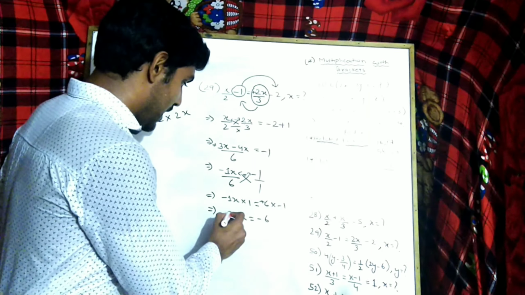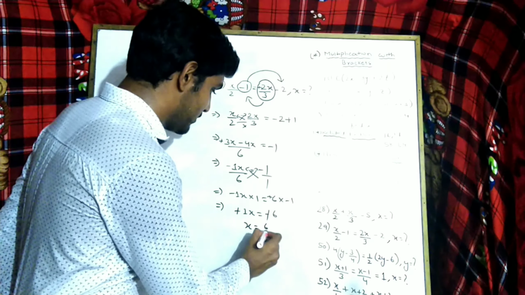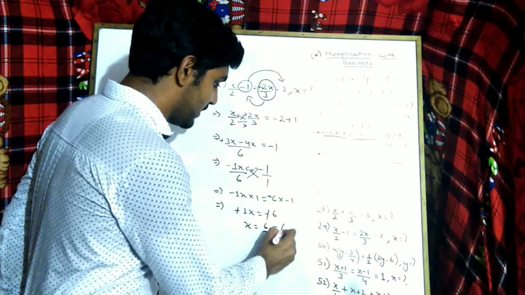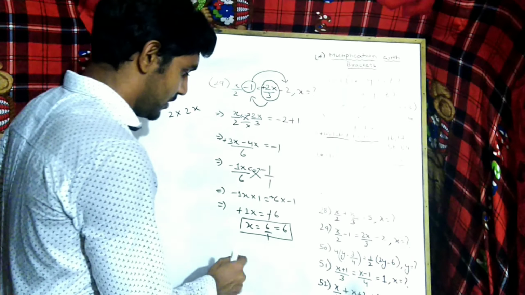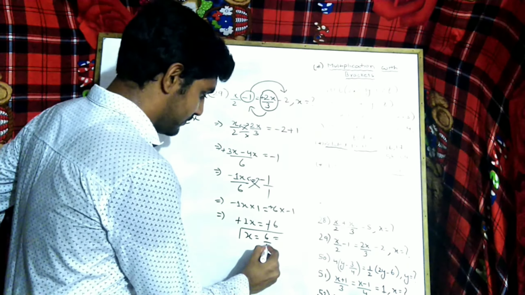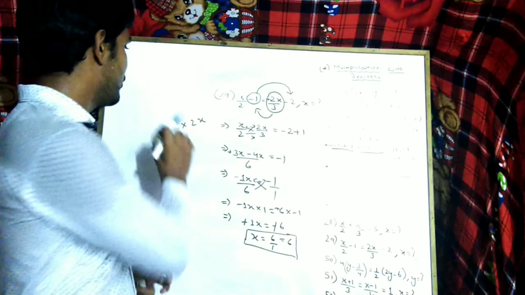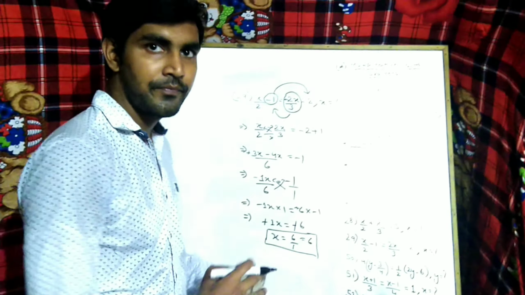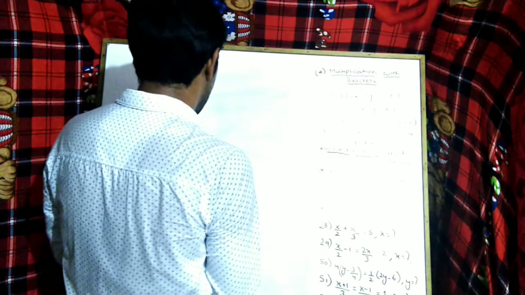Now the minus will cancel. So x is equal to, can I say, 6 by 1? So 6 by 1 is nothing but 6 only. So the answer is 6. Clear? I hope you understood this problem. All are the same only, you have to do. Clear?